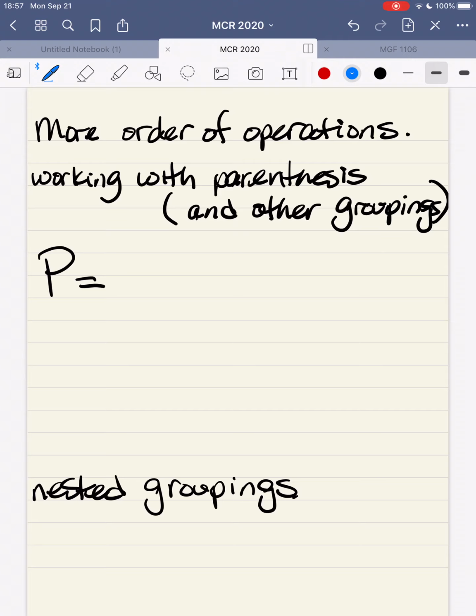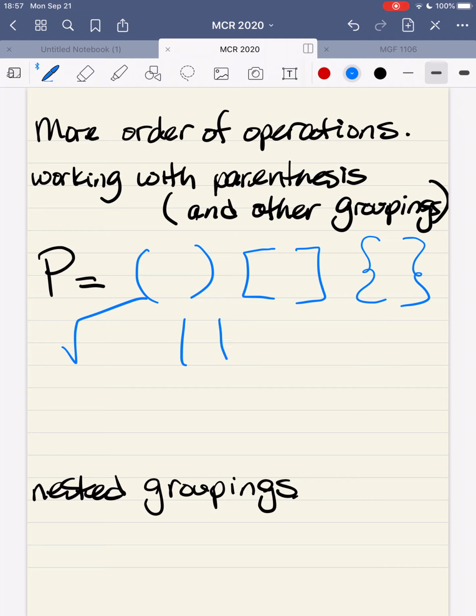Okay, so we want to talk a little bit more about order of operations, and especially the P in PEMDAS, because remember we talked about the P in PEMDAS. P means parentheses. It also means brackets, braces, which nobody likes to draw, the square root symbol, the absolute value, as well as the division bar. So this one we're going to talk about nested groupings, when we see more of these grouping symbols available at the same time. So let's go ahead and look at this idea.